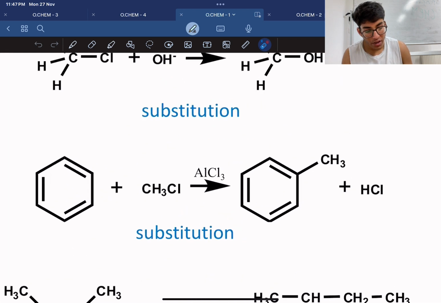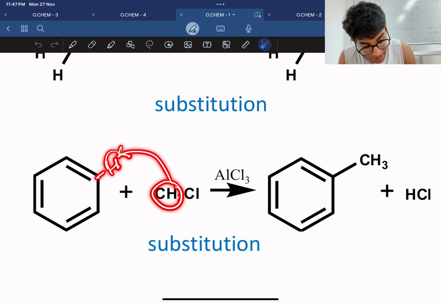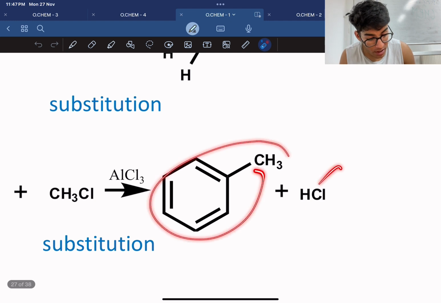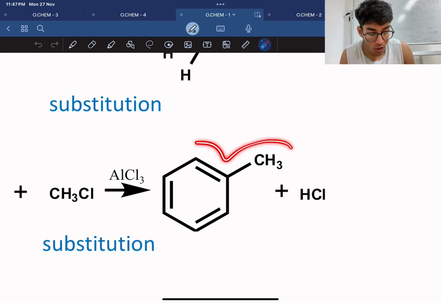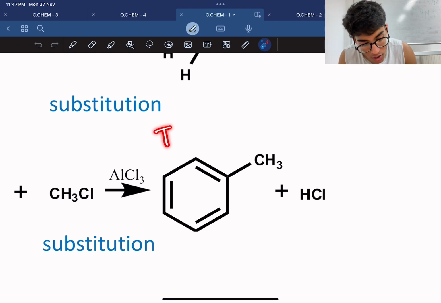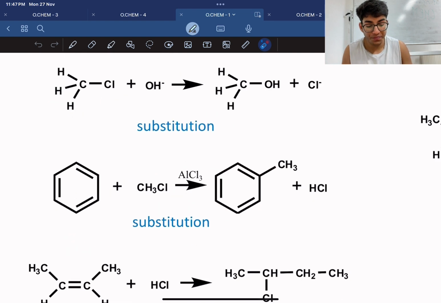Over here you can see the H which was here. Remember, in skeletons we don't write the H's, but they're there. So the H which was here just got replaced by CH3 and this H joined with HCl. So we got this and this. Quick question for you guys who know. What's this compound called? If you didn't know, it's fine. I'm going to teach you later on. But it's called toluene. Benzene ring with CH3, toluene.